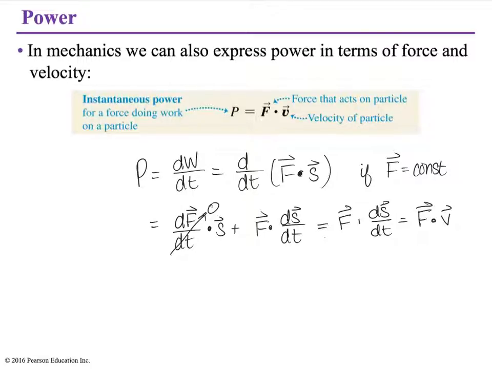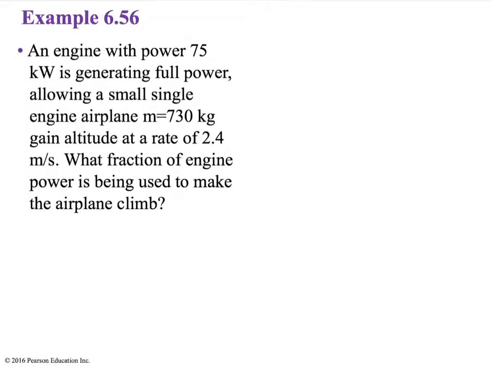And so that's another way that we can write power: as the force that's acting on the object times its velocity. So I'm going to do a final example for you. If we have an engine for an airplane, it has a power of 75 kilowatts when it's generating its full power, and this engine allows a small single airplane of mass 730 kilograms to gain altitude at a rate of 2.4 meters per second. And the question is, what fraction of engine power is being used to make the airplane climb?